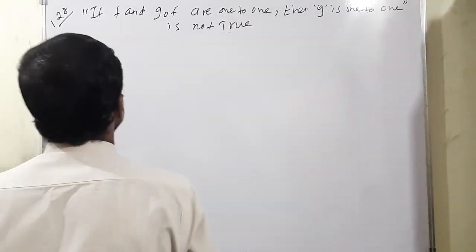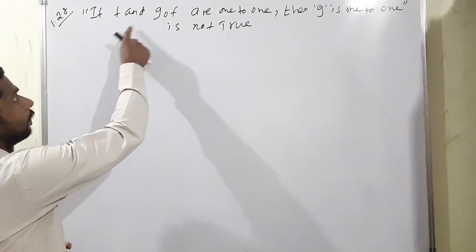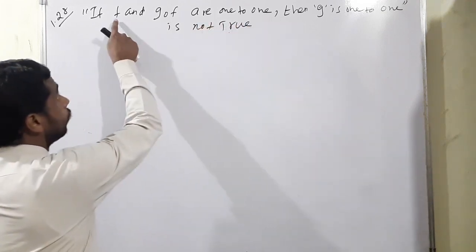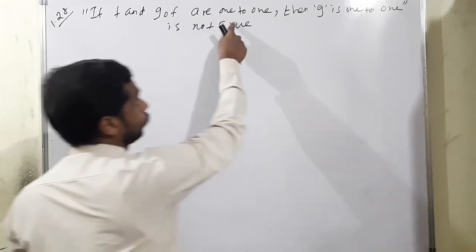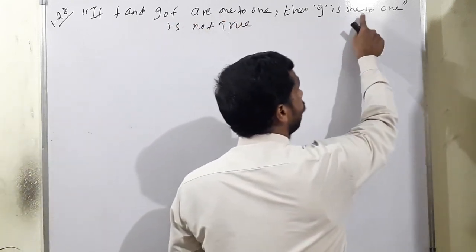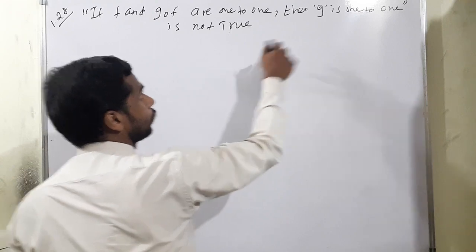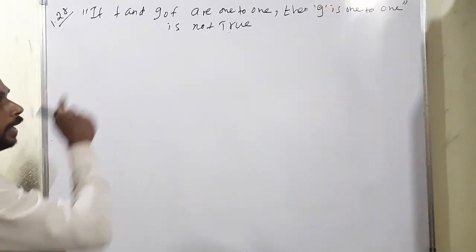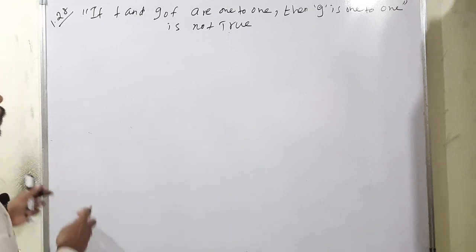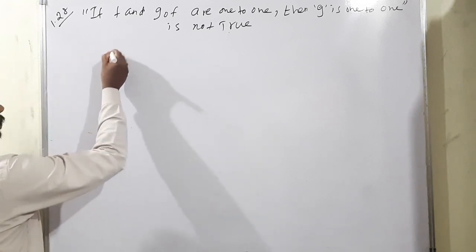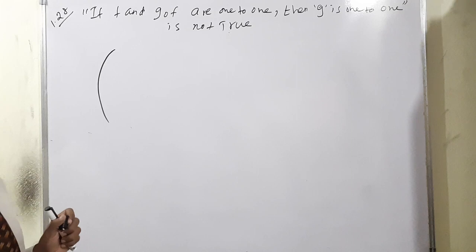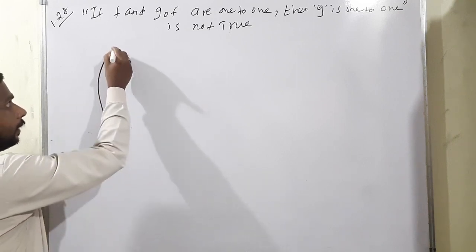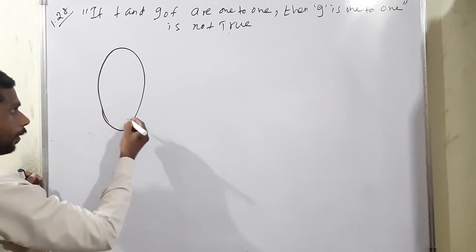Example 1.28: if f and g dot f are both 1 to 1, at the same time, g is 1 to 1 is not true. So g is 1 to 1 is not true. The question is also given: show that the statement. So now to prove it with a diagram, in your book another example diagram is given, you can check it. I will move on to another arrow diagram.